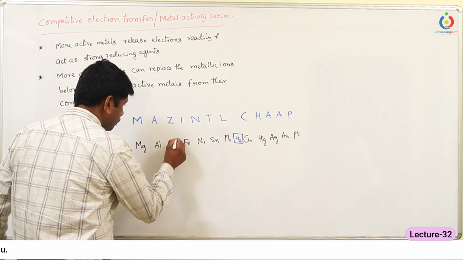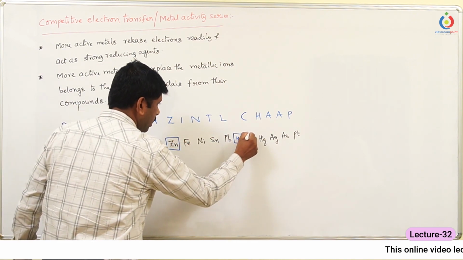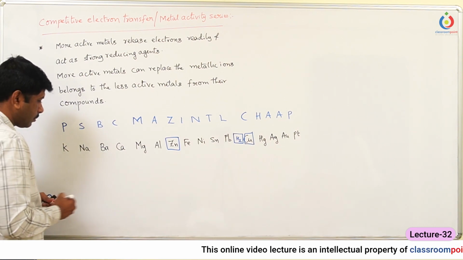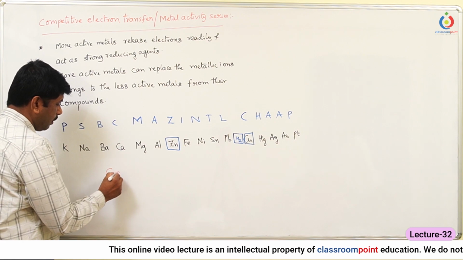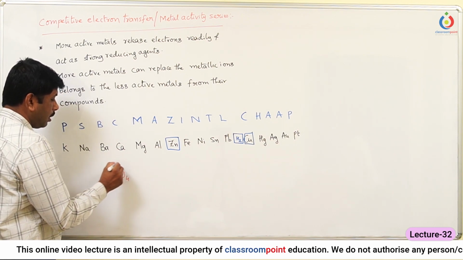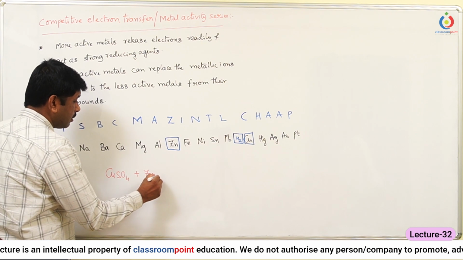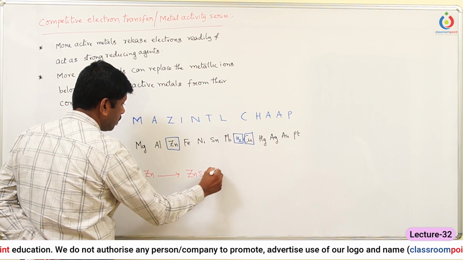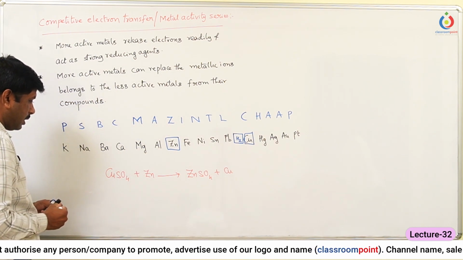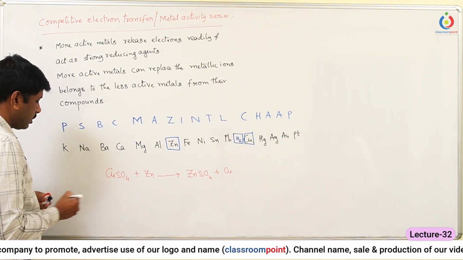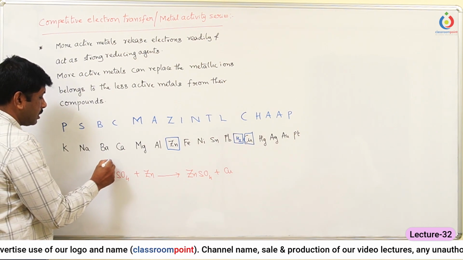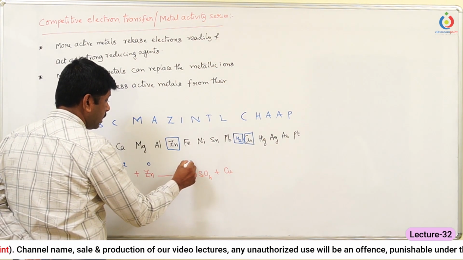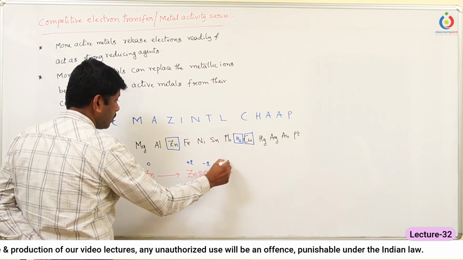So we shall take zinc and copper. Imagine here copper sulfate solution is taken, to which we added zinc. So it gives zinc sulfate, plus copper is deposited. What are the oxidation states here? Copper's oxidation state is +2, sulfate -2, zinc is 0. Here zinc is +2, sulfate is -2, copper is 0.